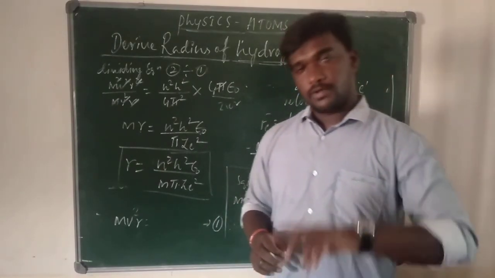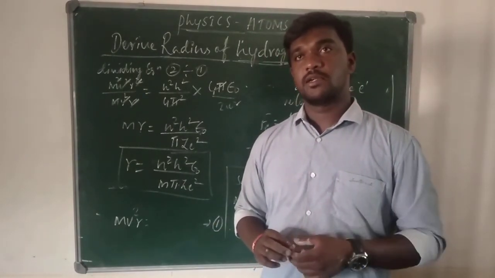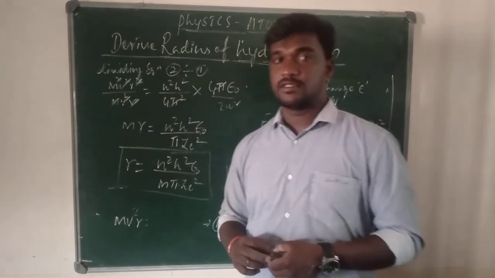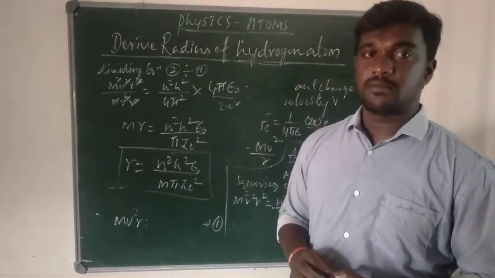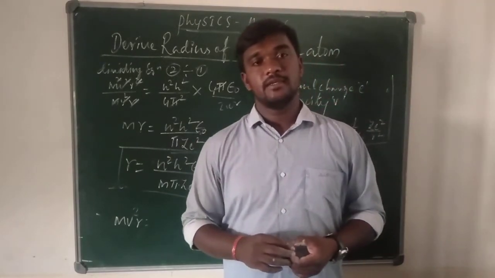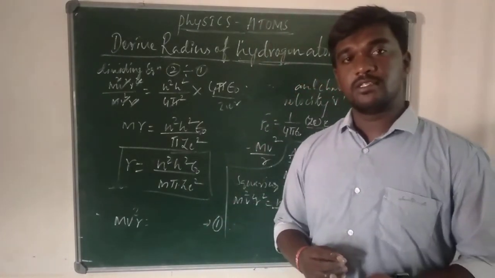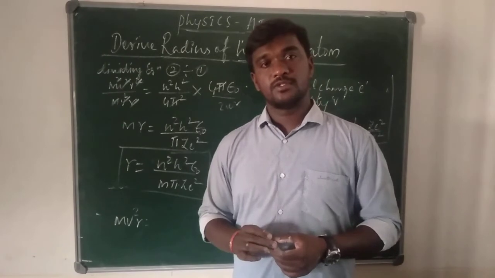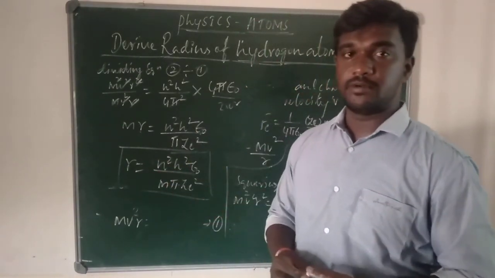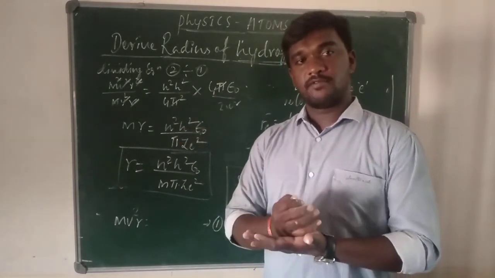When the electron is revolving, its angular momentum is an integral multiple of h by 2 pi. Here h is Planck's constant, and n is the principal quantum number, n equals 1, 2, 3, and so on. And the atom radiates energy when the electron makes a transition from a higher energy level to a lower energy level, that is, E2 minus E1 is equal to h nu. Those are the postulates, and we also derived the radius of the hydrogen atom.